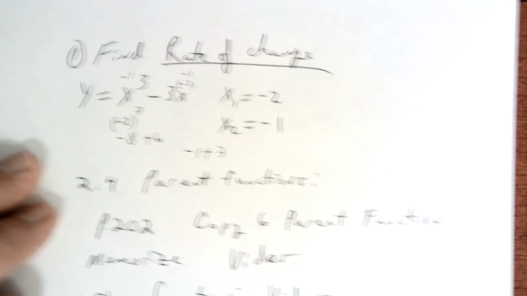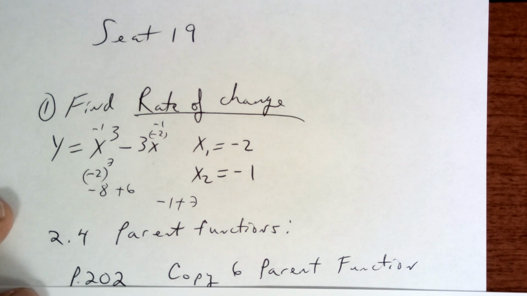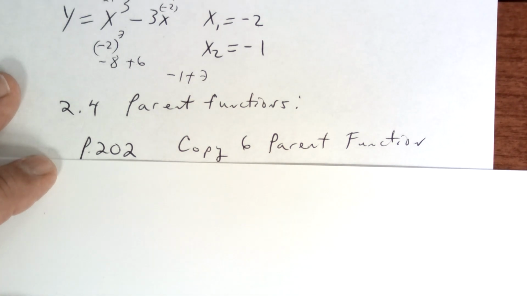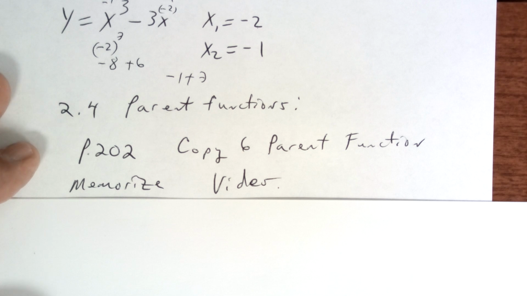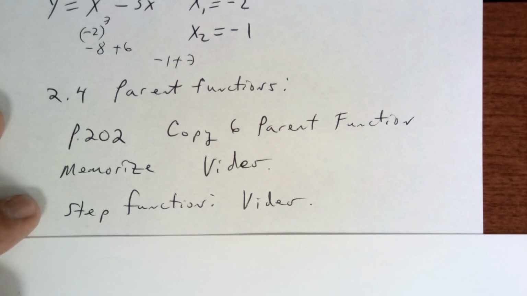All right, there are some parent functions on page 202. There's 6 of them. So go to page 202 right now. Draw those parent functions and copy down the information and memorize them. All right, we're going to watch a video on parent functions, and we're going to watch a video on step functions. And then you're going to work these problems.